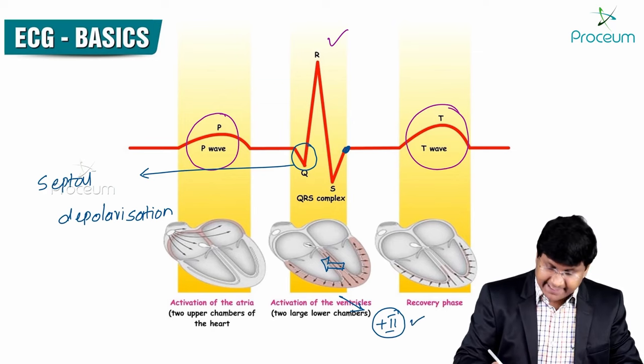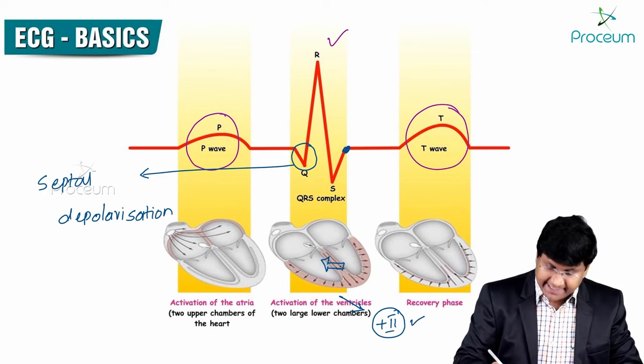This is if the origin of the impulse is from the SA node. Now suppose the origin of the impulse is not from the SA node. Then, for example, if the origin of the impulse is in the ventricle, what will happen? Let me show you that.